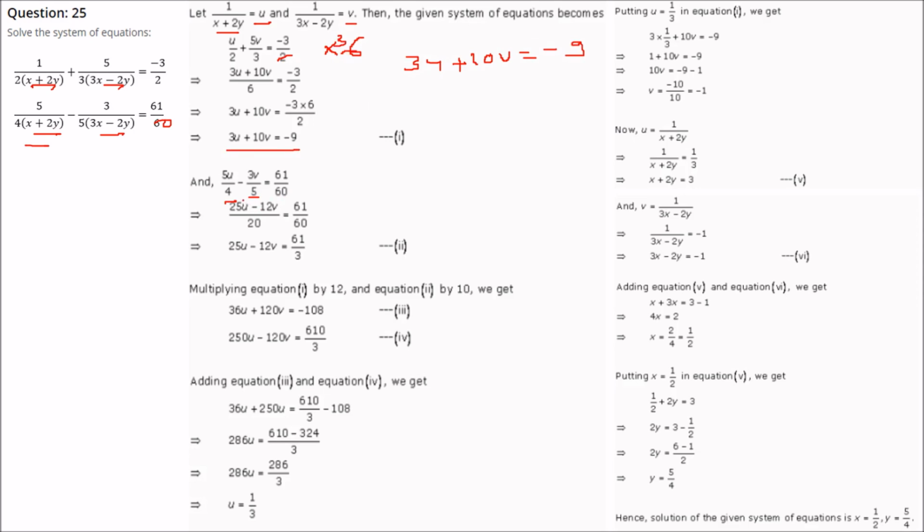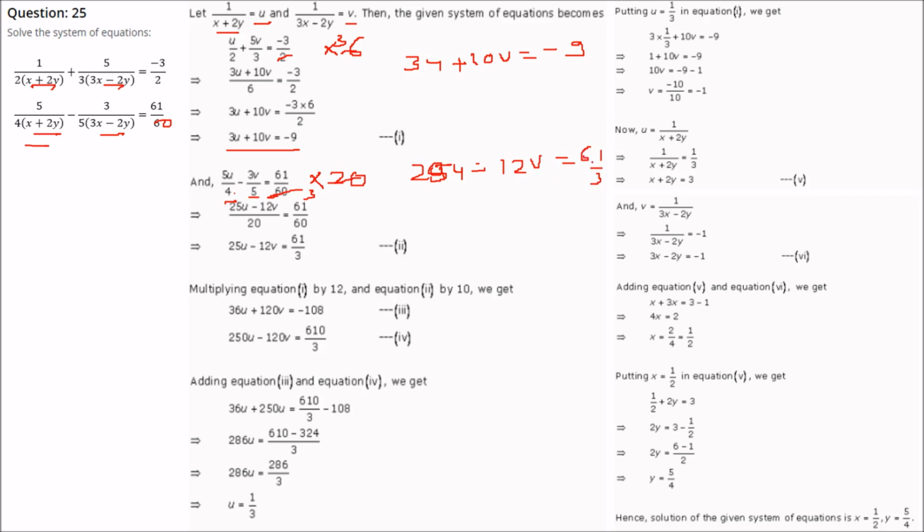Now what you can do here is, see, this is 4 and 5 and this is 60. So you can multiply the whole equation by, say, 20, because you need to get rid of this 4 also. So 5 by 4 u into 20 is 4 5s are 20, 5 5s are 25, 25u. Minus, now 3 by 5 into 20, 5 4s are 20 and 4 3s are 12, 12v. Now 61 by 60 into 20, 3 20s are 60, you get 61 by 3.